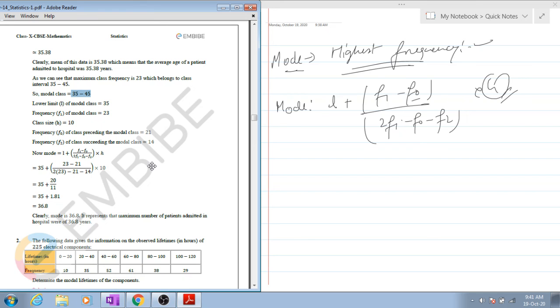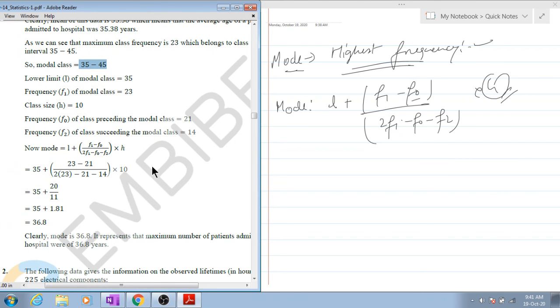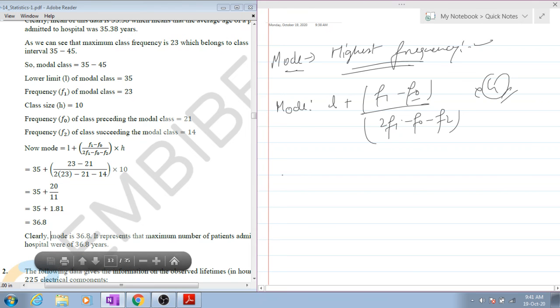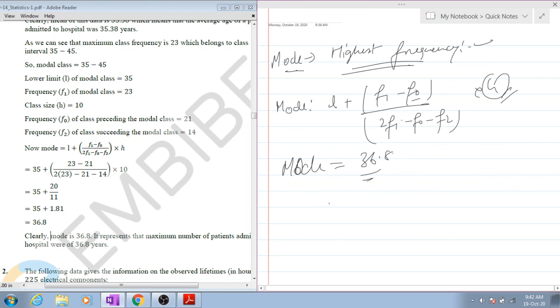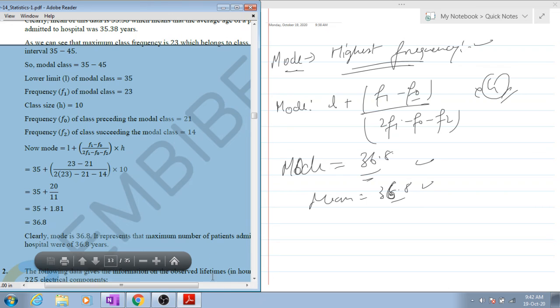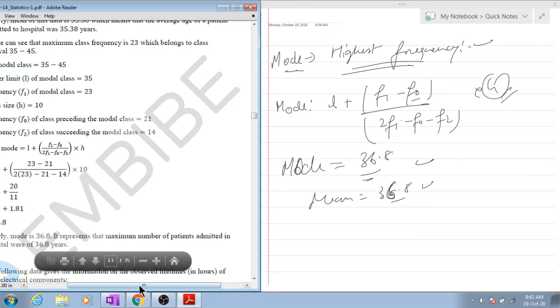Since you know f0 and f2, you apply the formula. f1 is your 23 and f0 is your 21. This is your f2, succeeding. Once you apply the formula, you will get the answer. Mode has come out to be 36.8 and your mean is 35.38. So mode represents the maximum number of patients admitted in the hospital, 36.8.